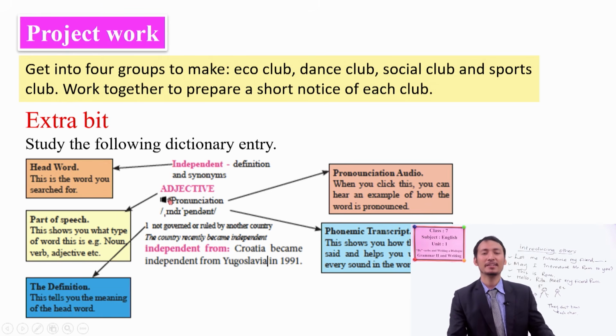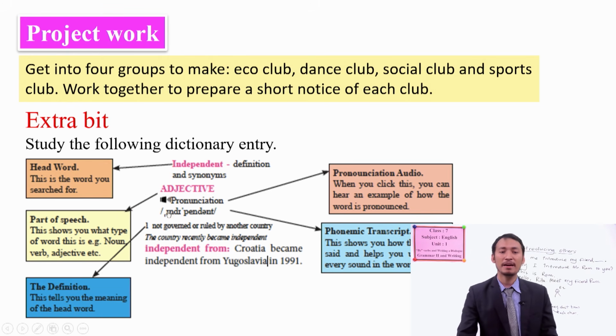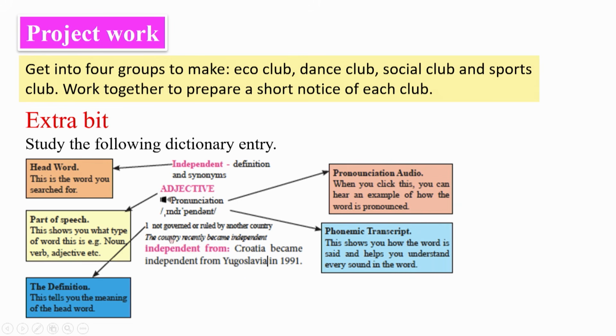We can hear the word's pronunciation, and we have the phonetic transcription. We have different sound symbols here, and then we have examples and meanings, definitions at the end. Okay, these are the ideas of how a dictionary looks.